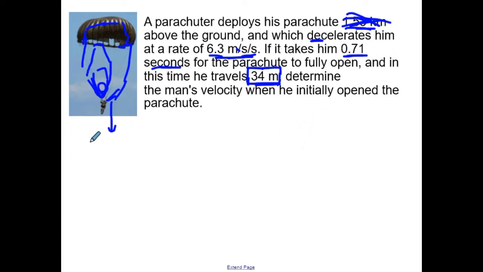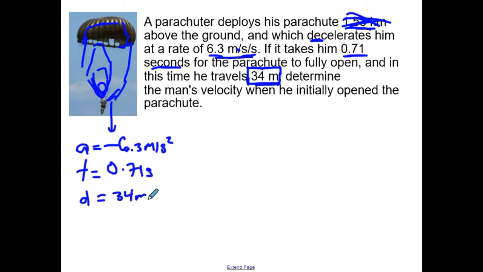So let's do the same thing I did last time. I'm going to write out my variables. I've got an acceleration value of negative 6.3 meters per second squared. I've got a time value of 0.71 seconds. I've got a distance value of 34 meters, and I haven't even tried to figure out what I'm looking for yet. So let's keep reading. Determine the man's velocity when he initially opened the parachute. We're being asked for VI.